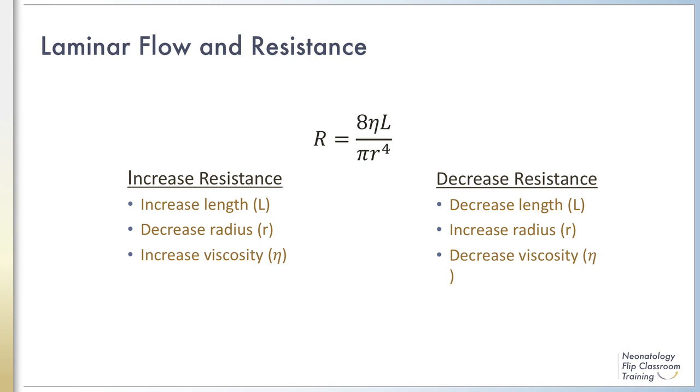It is clear that both the width and the length of the airway impact resistance, but the width of the airway has the dominant effect on resistance. This equation shows you that if the radius of the tube is cut in half, the resistance increases 16-fold, but doubling the length of the tube only doubles the pressure.